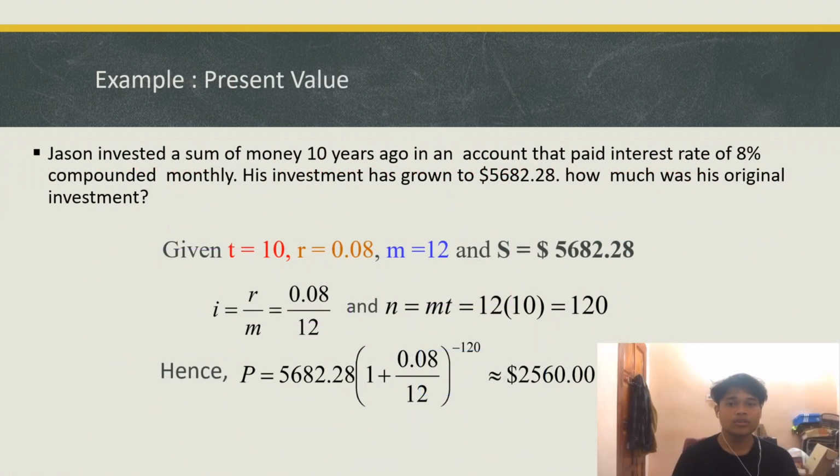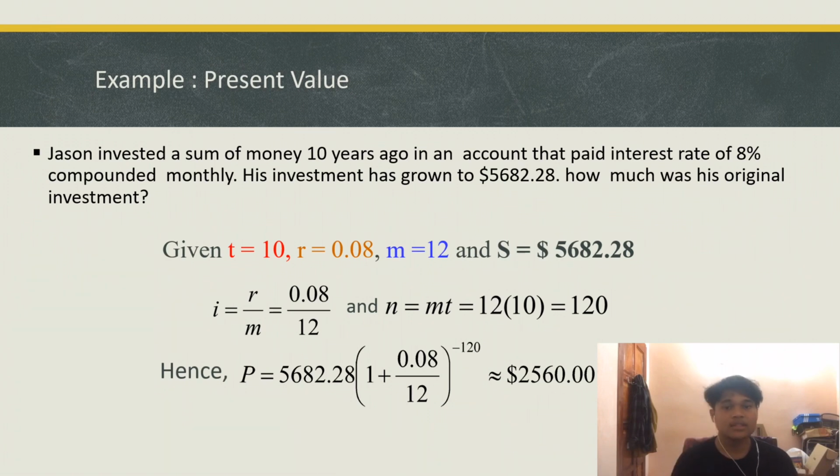Next we go to the example for present value. We are going to use the formula. The example is Jason invested a sum of money 10 years ago in an account that paid an interest rate of 8%, compounded monthly. His investment has grown to $5,682.28. How much was his original investment? In this question, we need to find the present value for the investment. Given T is 10 because it's a 10 year period.